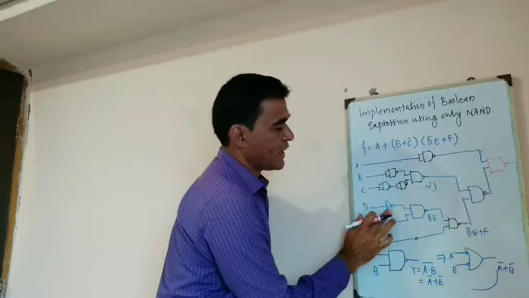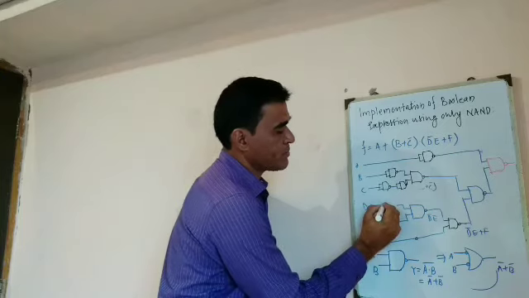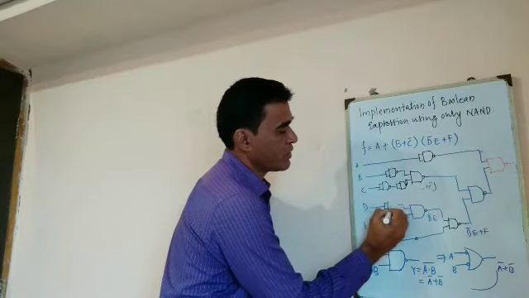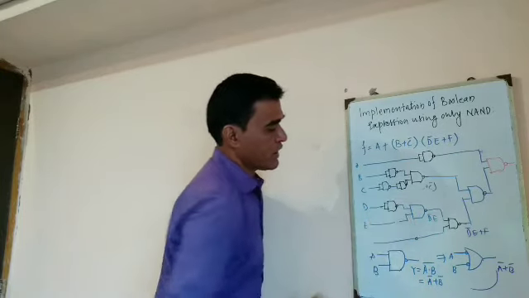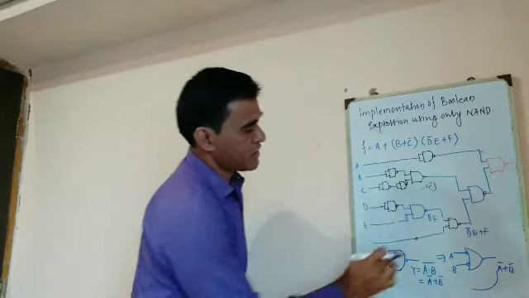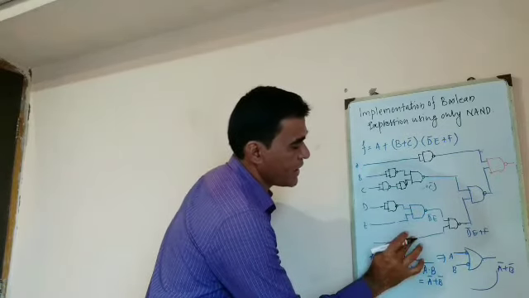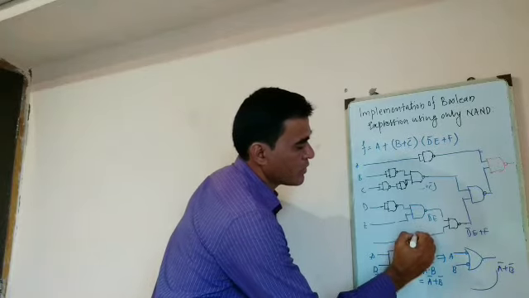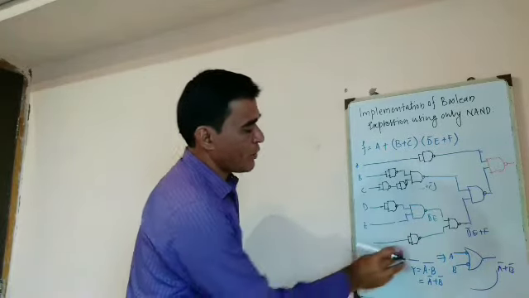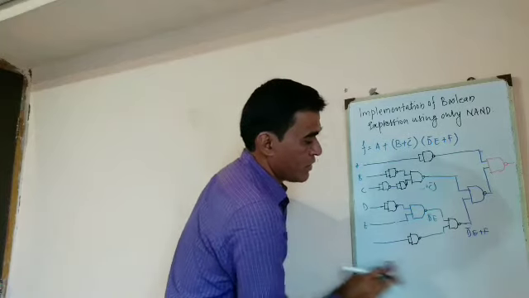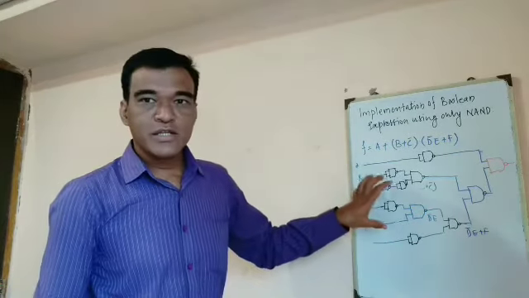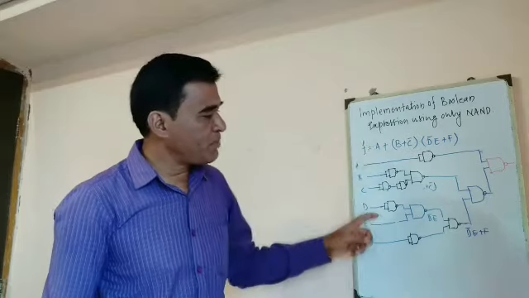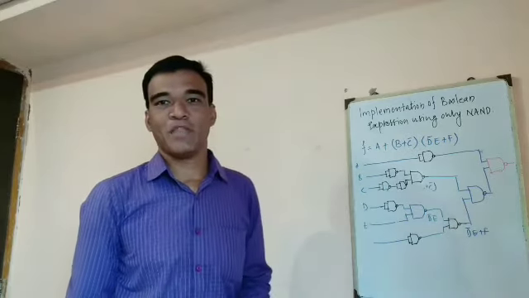Okay. Now this OR also I need to replace. This is also a NAND gate. So this NOT gate is replaced by a single input NAND gate, and this is a NOT gate, which is replaced by a single input NAND gate. Now this is the Boolean function which is implemented only by using NAND gates.